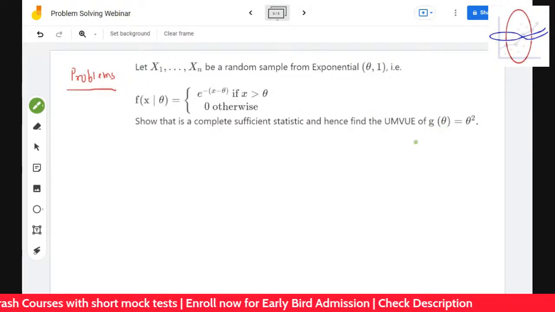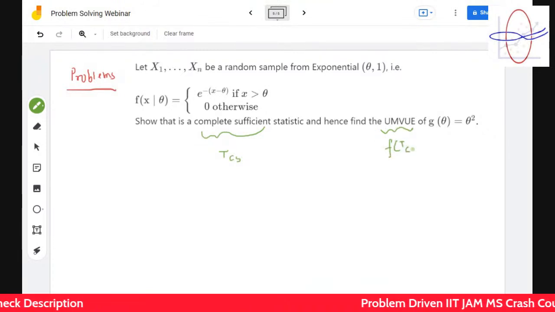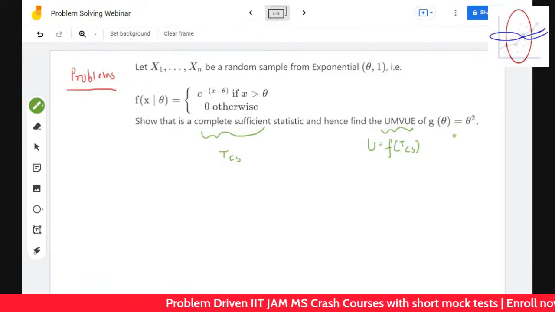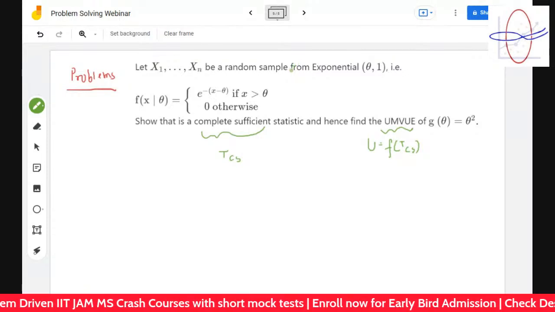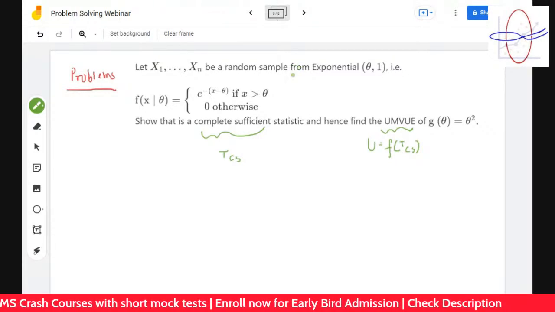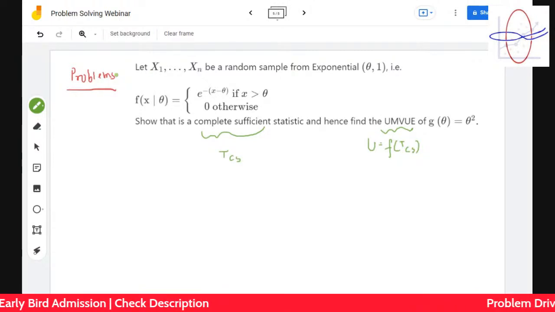So to find the UMVUE, the first step is to find the complete sufficient statistic. The second step is to find a function of the complete sufficient statistic which is an unbiased estimator of theta square. Theta square is there, not theta. So how will you do it? We have to follow the second rule, that is using complete sufficient statistics, and let's do it step by step.